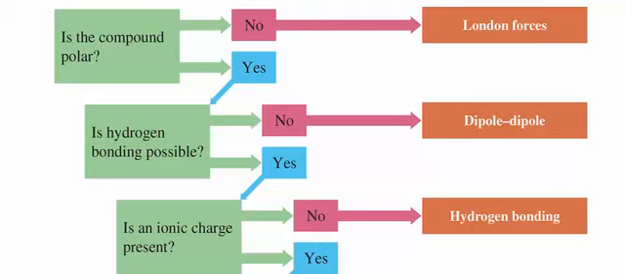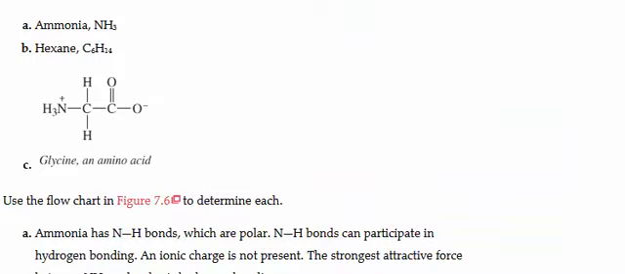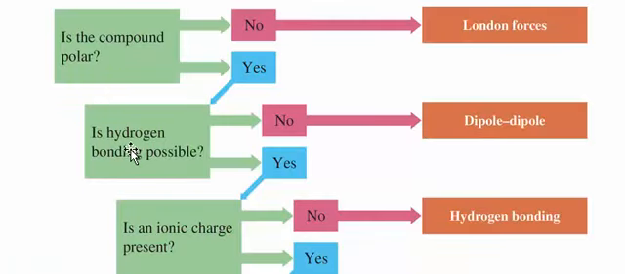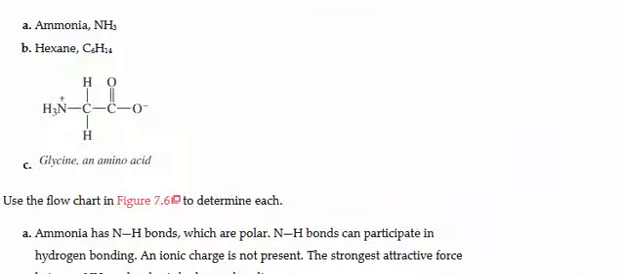All right, then if we look at our second compound, which was hexane, hexane is made only of carbon and hydrogen. Carbon-carbon and carbon-hydrogen bonds are non-polar. So is the compound polar? No. So London forces are the only attractive forces that will be exhibited by hexane.